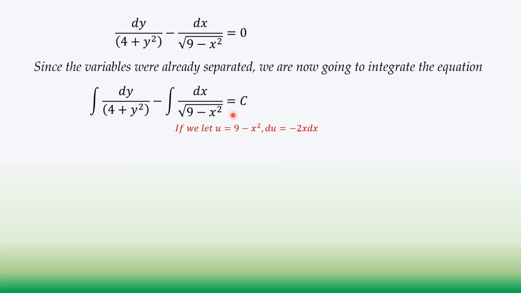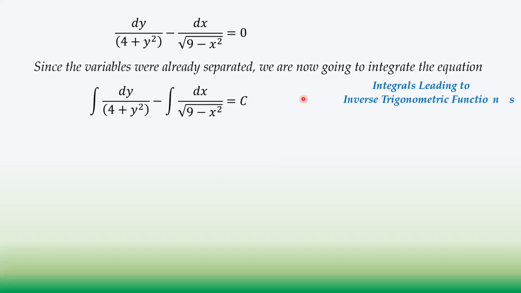Hanap kayo ng paraan. Pwede tayo mag-manipulate or mayroon ba siya kamukhang pattern? Apply na ba natin yan ng techniques of integration? Tingnan natin mabuti. Ngayon, pag chinek mo yung ating mga denominators, so yan ay, di ba, 4 plus y squared, para siyang perfect square. 9 minus x squared. Di ba, pwede mo siya i-express as a squared and u squared. So, babalik tayo ngayon doon sa integrals leading to inverse trigonometric functions.